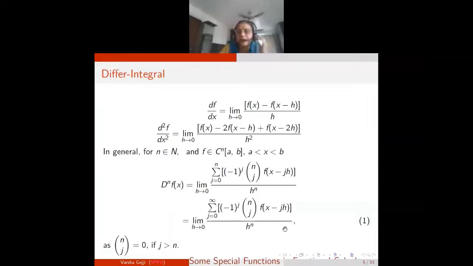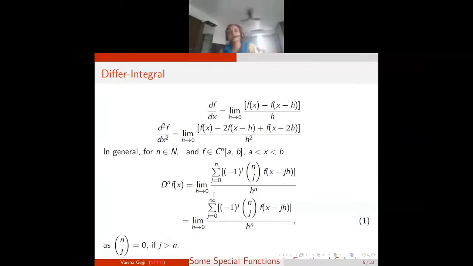And here I just want you to observe how we will jump, so that for minus n also this limit will make sense. So for that, first note that when j is from 0 to n, I can also say j is from 0 to infinity, because when j exceeds n, it is 0.